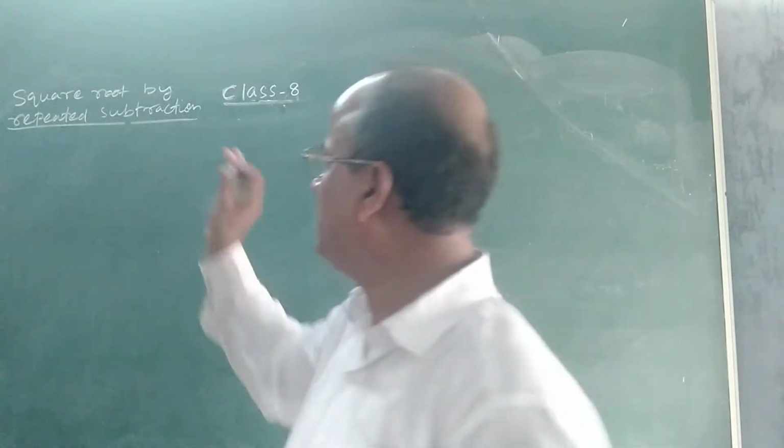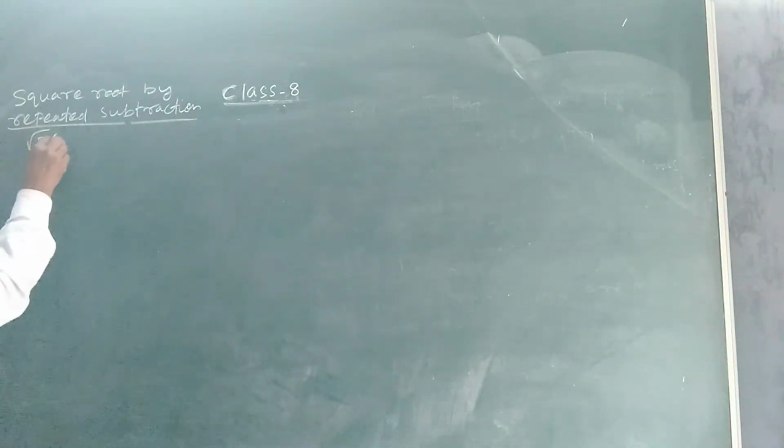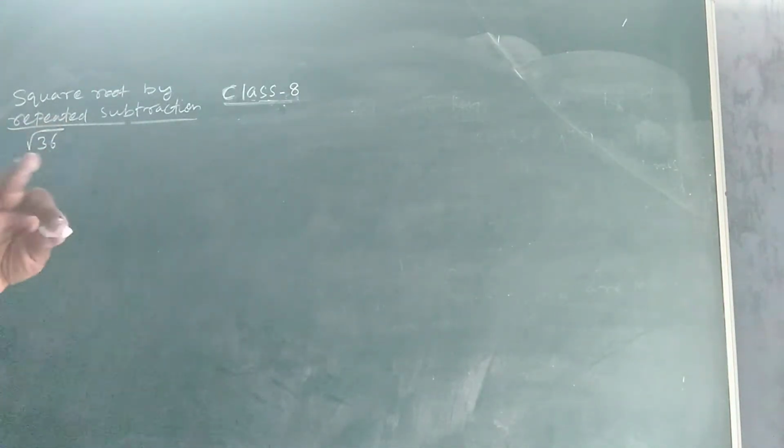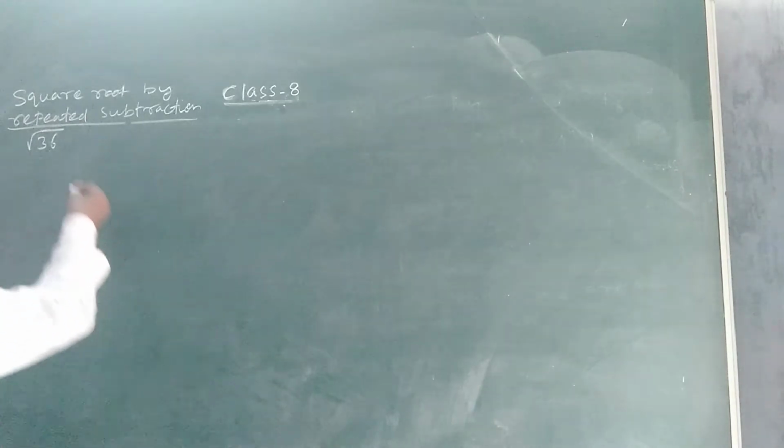So let us see what this method is by means of an example. Suppose we want to find the square root of 36. You know what the answer is? The answer is 6. The square root of 36 will be 6. But how to find it by repeated subtraction? What is repeated subtraction? Let us discuss.